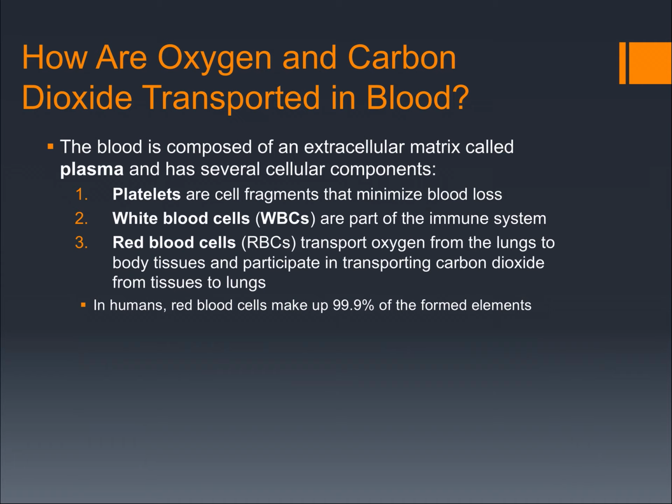The extracellular matrix of plasma, so if you took a sample of blood and you spun it really, really fast, you would see that it would separate out into these various components. So the plasma contains platelets that are cell fragments that are used to kind of patch up if there's an injury. Those platelets will rush to that injury and form a clot or a patch over it. White blood cells are going to fight infections. So your white blood cells are your immune cells. Red blood cells are the big guys used in transporting oxygen and CO2. And 99.9% of the formed elements in blood are, in fact, red blood cells.